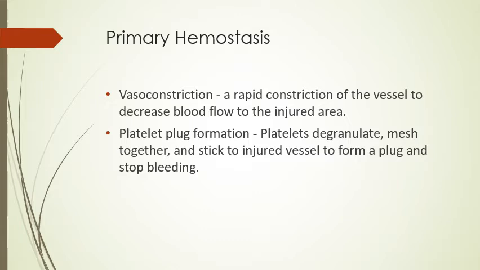Vasoconstriction is a rapid constriction of the vessels to decrease blood flow to the injured area. It's when basically the veins or the arteries, basically the veins, shrink in size so that they can slow the amount of blood flow. The body does this automatically when you're injured so that you don't bleed out.